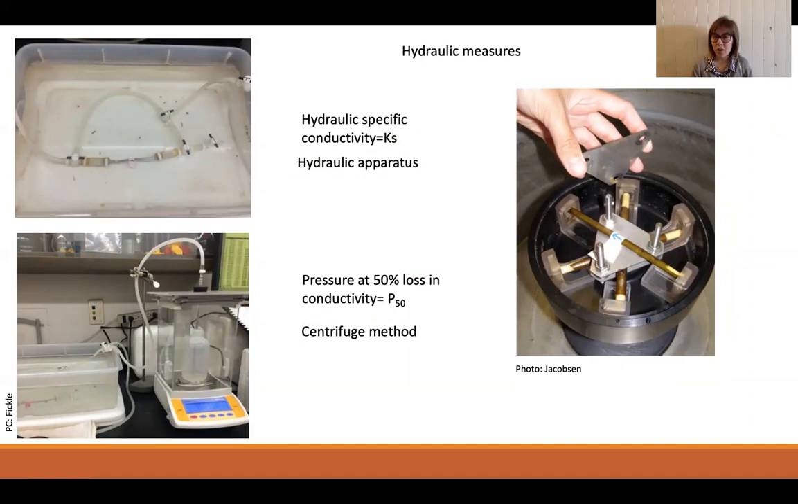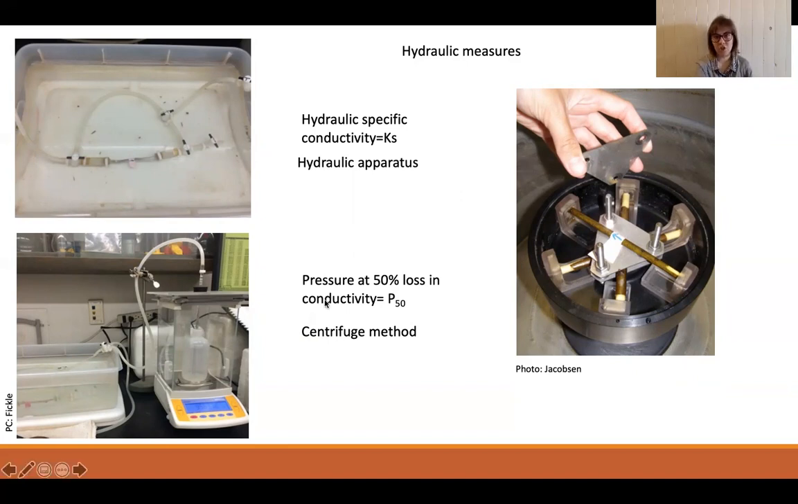For the hydraulic measures, I measured hydraulic specific conductivity, or KS, using the hydraulic apparatus. Here is the hydraulic apparatus, and water is flowing through this tube, through the stem, and the output of water is being measured here on this scale. This measures the quantity of water flowing through the stem or the root in a given time.